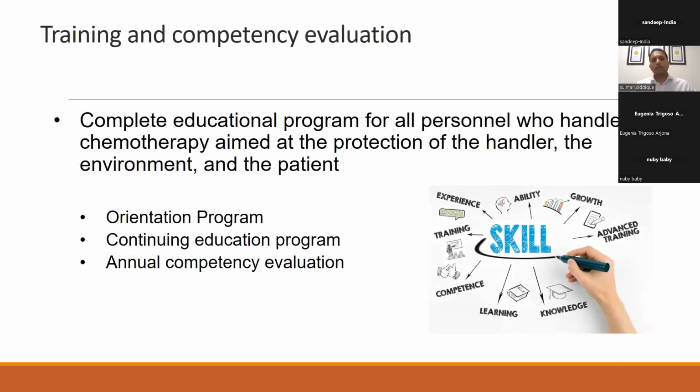And there should be a training and competency evaluation system for nurses who are preparing and administering chemotherapy. They should be getting trained during their orientation program. So when they join the unit, and even when they have joined, there should be a continuing education program and an annual competency evaluation. So every year, the nurse should be evaluated for chemotherapy administration competency.